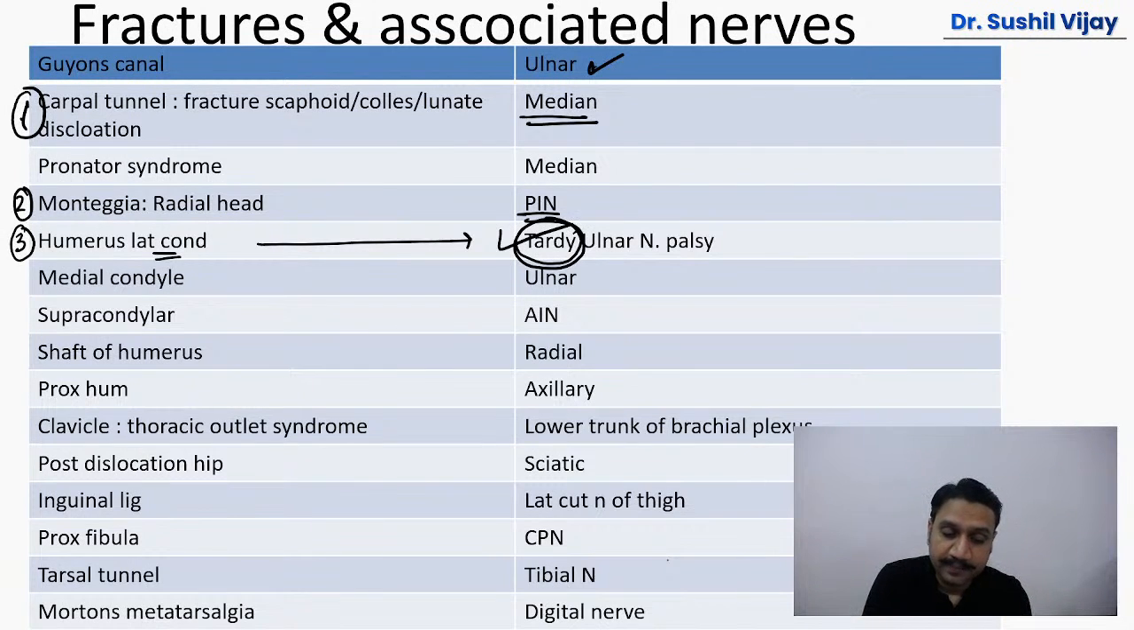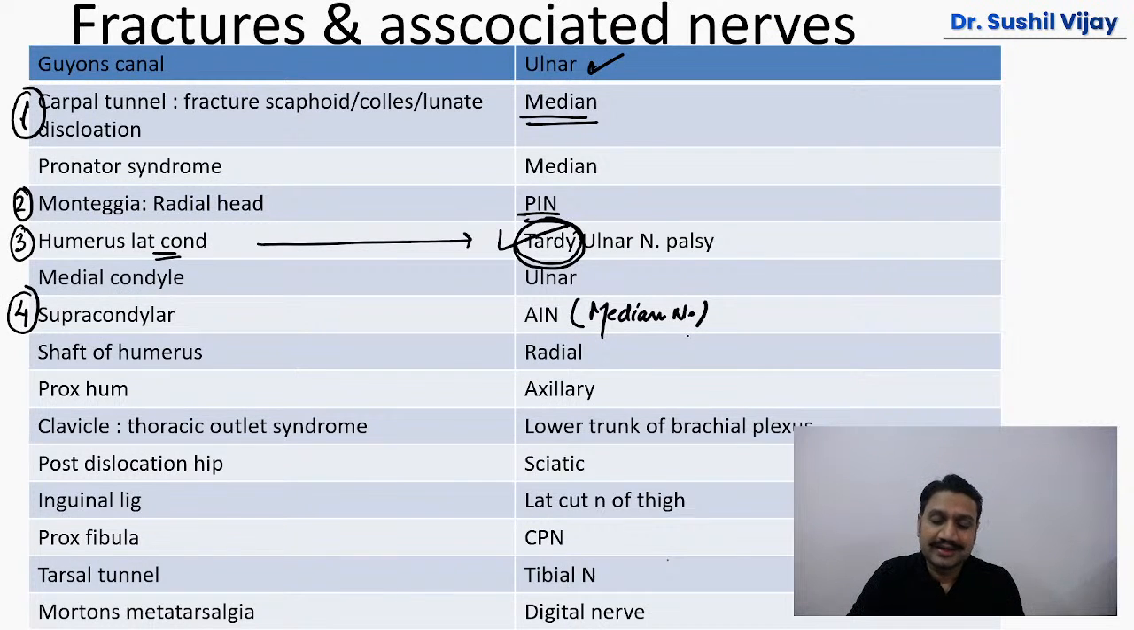Third important question. Fourth important is, like supracondylar fractures, what is the most common nerve injury that will happen here? AIN. You know that it is a branch of which nerve? It is a branch of median nerve. All right, AIN. Shaft of humerus, it is a radial nerve.